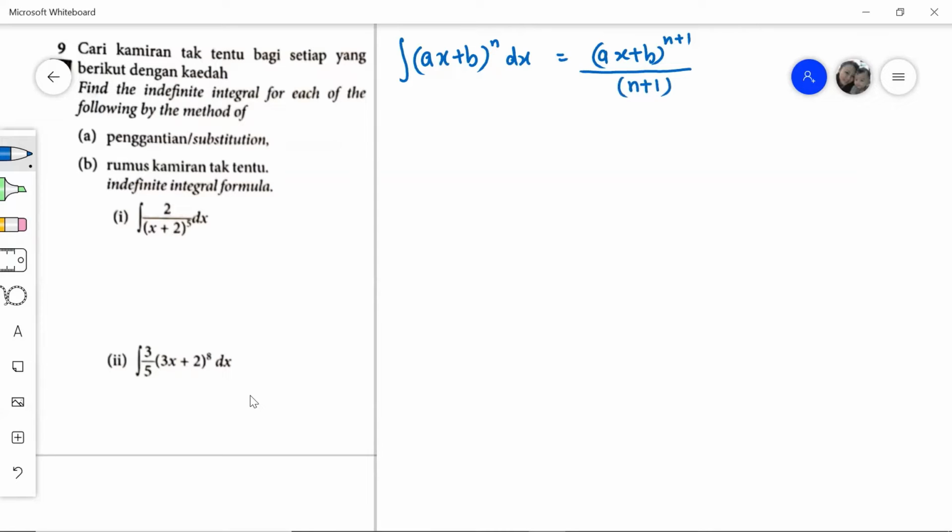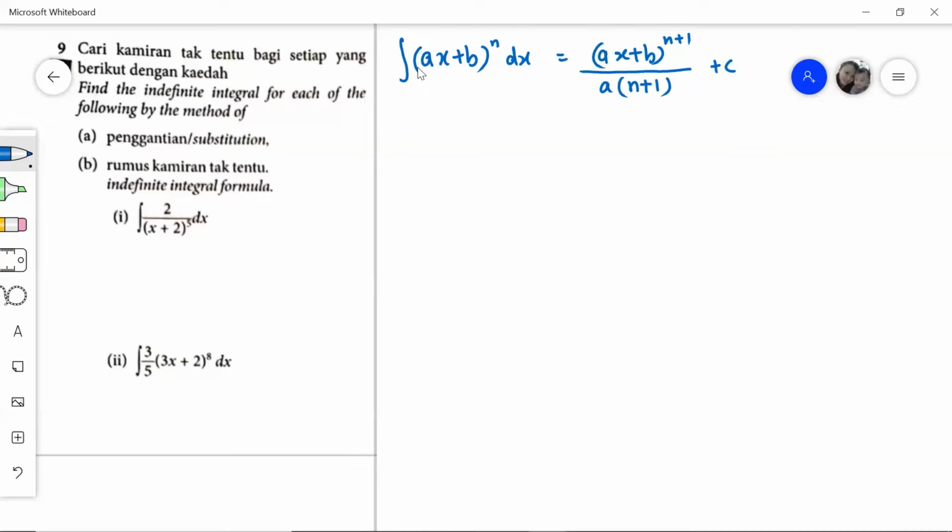Now let's recall, let's work backwards. If we were to differentiate this, we bring down the power to the front and reduce the power by 1. We get back ax plus b to the power n, and then n plus 1 will be simplified. But according to the chain rule in differentiation, after we have differentiated the outside, we have to differentiate the inside. So we will have an extra a, so we have to divide that a away. Therefore, this forms the indefinite integral formula for linear expressions only.